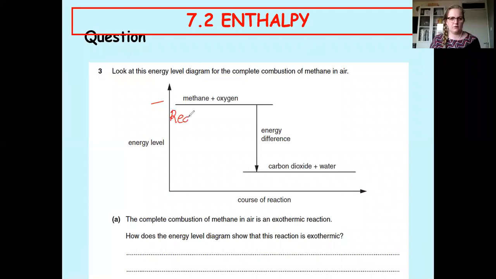So we've got our reactants here. And we've got our products here. If we remember, delta H equals our products minus our reactants.